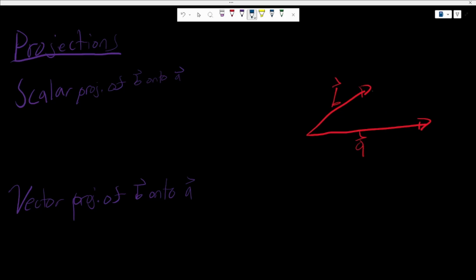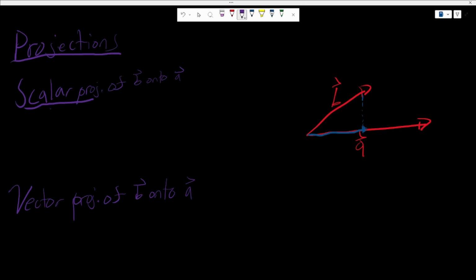Given these two vectors, let's say we moved vector B onto A. How far along on A would that go? That how far is going to be the answer to our scalar projection. And remember, scalar is just a constant. So we don't need to know both parts of our vector, we just want to know how far along.